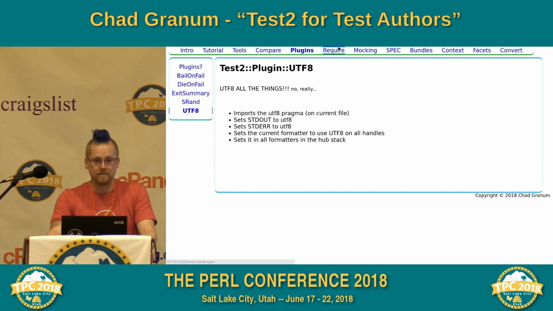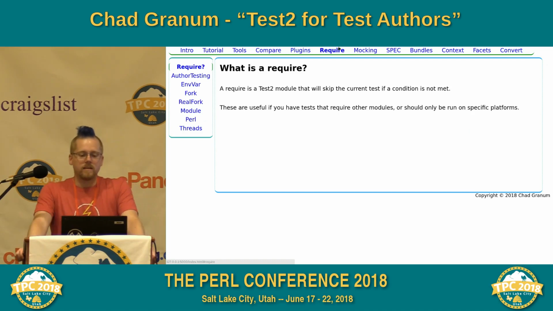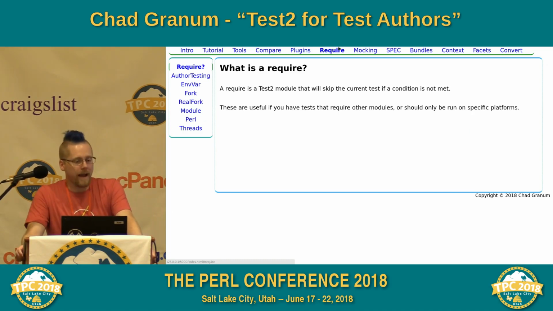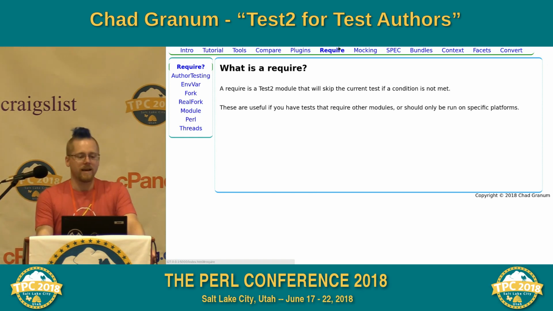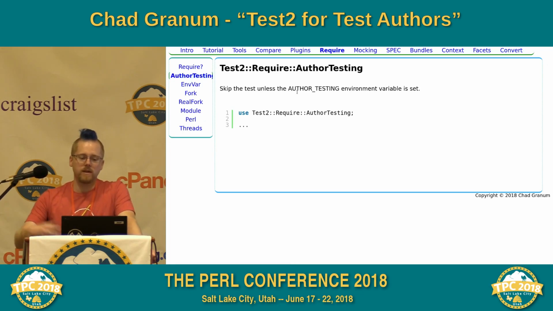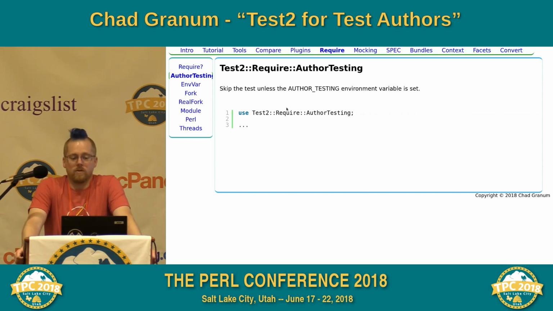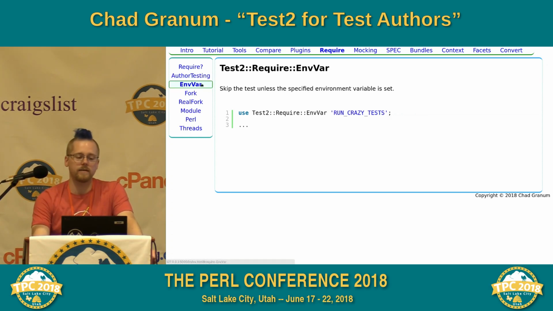Question about the plugins? Okay. There's also Test2::Require::blah. These are things where you want to skip a test if a requirement isn't met. Most common one, author testing. So if you've got a test that you really only want to have run when you're authoring the test, then you just use this in that test, and it will only run when the author testing variable is set. There's a more generic version that lets you do any environment variable you specify for the same behavior.